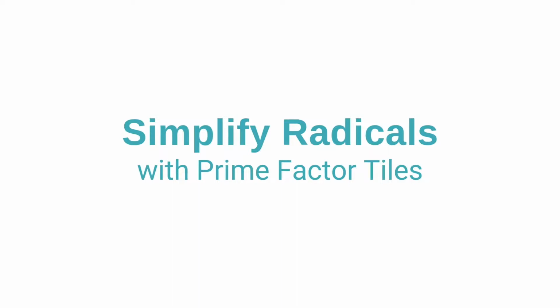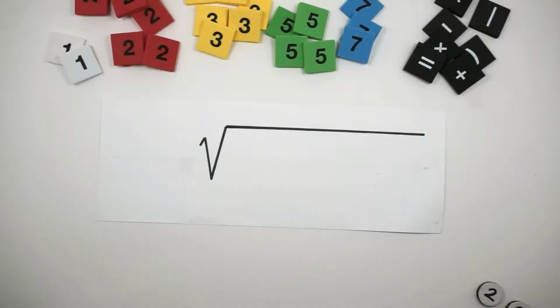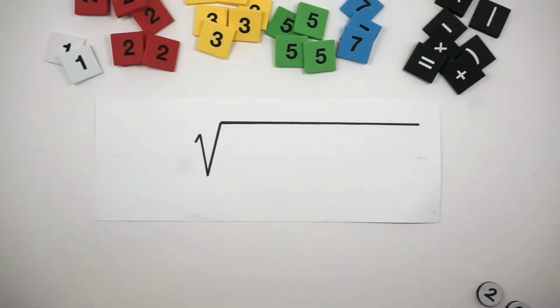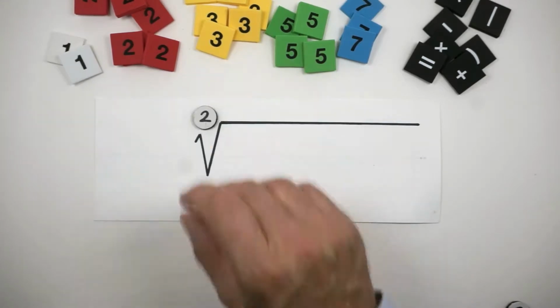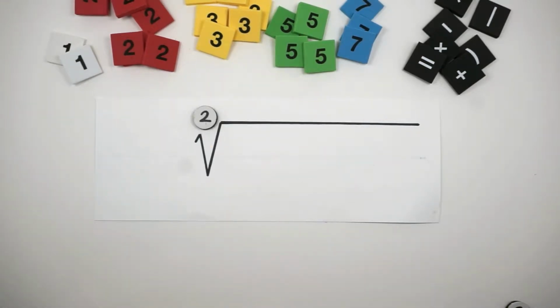Simplify a radical. Now sometimes the number under your radical, the radicand, is not a perfect square. So it's not a 4 or a 9 or 16 or 25 or 36 or 49 or any of those numbers on the diagonal of the times table, a number times itself. So if I put my index here as 2, I'm looking for perfect squares as factors of that larger number.